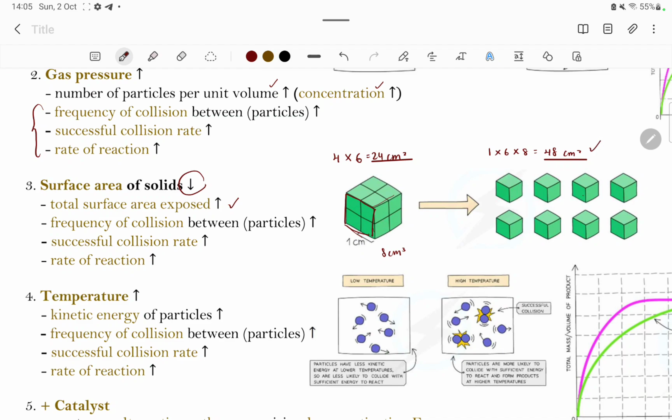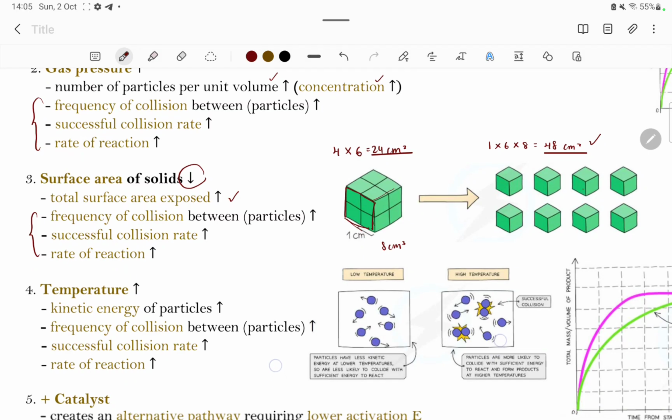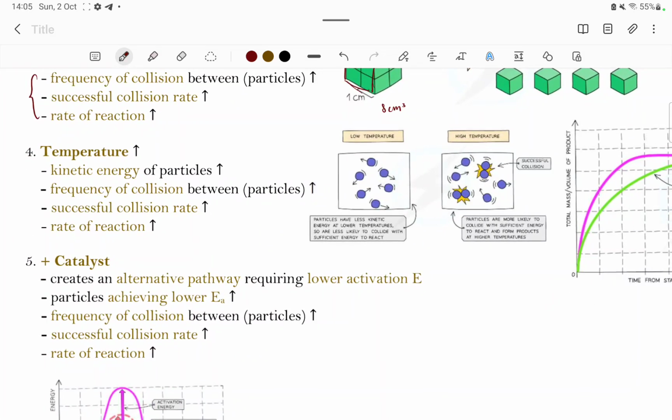So this one, total surface area is larger. So when the total surface area is increased, the frequency of collision, successful collision rate, and then rate of reaction will also increase. Fourth one is temperature. So when temperature increases, the kinetic energy of particles will also increase because they will have more energy to move already, and then same thing: frequency of collision, successful collision rate, rate of reaction will also increase.